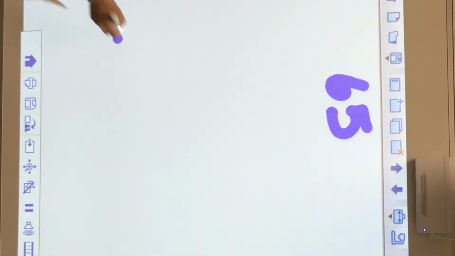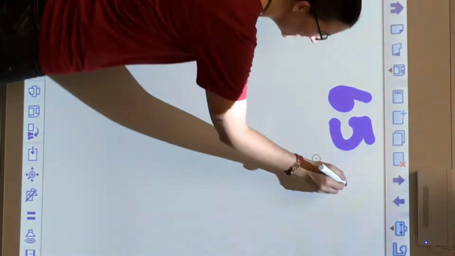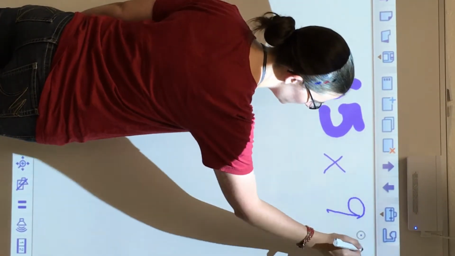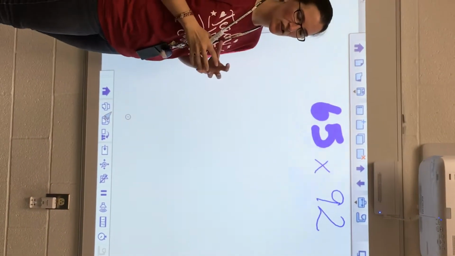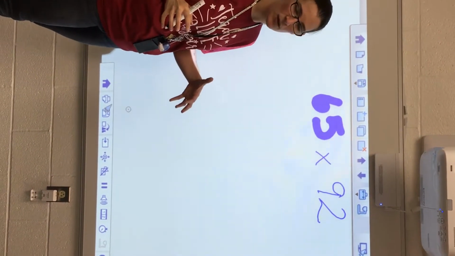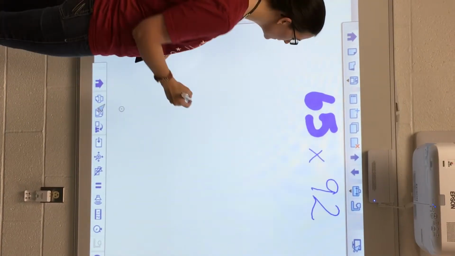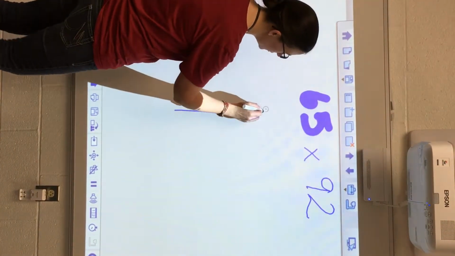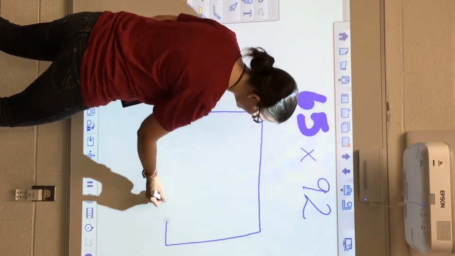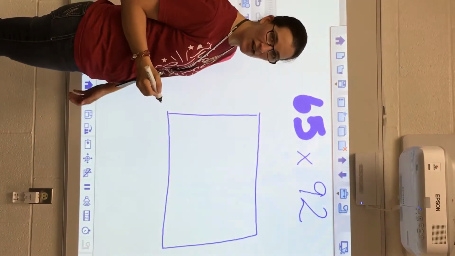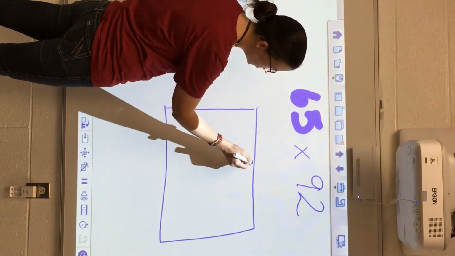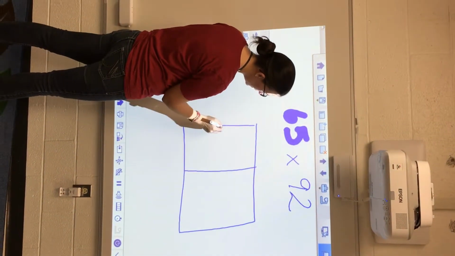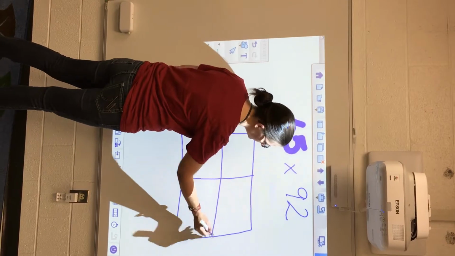65, and that pen is too large, let me switch that up, times 92. What this area model strategy helps with is understanding the place value behind these numbers, so then the algorithm makes more sense to them later. So what we're going to do is create a box. That's why sometimes the strategy is called the box method. And because we have 2-digit numbers, we need to create 2 columns as well as 2 rows.